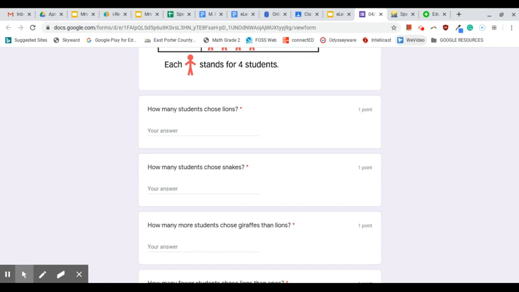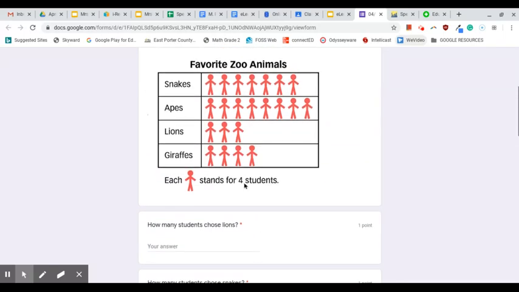Number 3, how many more students chose giraffes than lions? All right, well, you should already have your answer for lions up here. So now we need to find out how many for giraffes. Okay, giraffes was 1, 2, 3, 4 people times 4 students each. Okay, and then you can go ahead and subtract the amount of lions from giraffes.